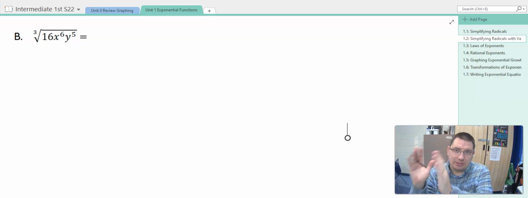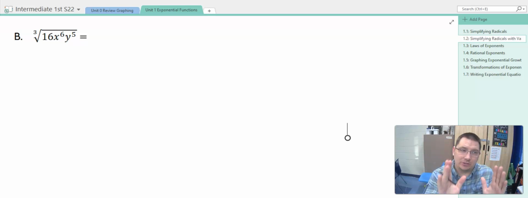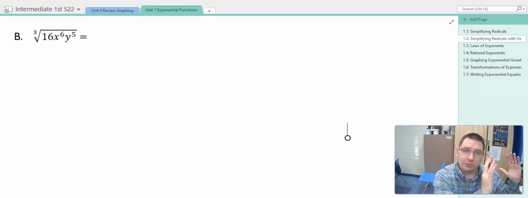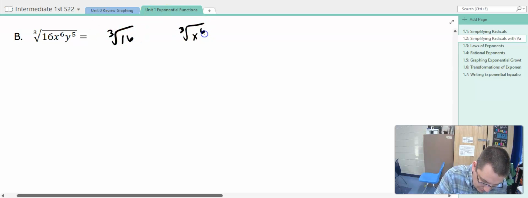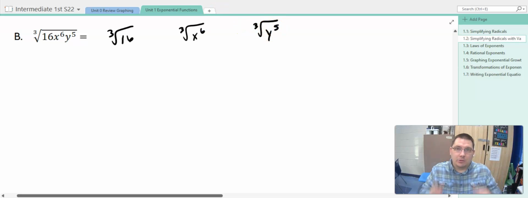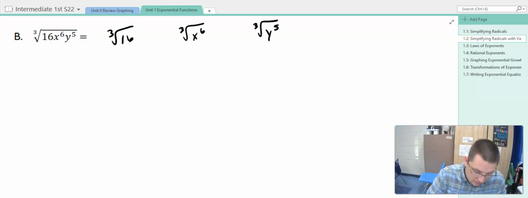We're going to talk about the cube root of 16. We're going to talk about the cube root of x to the 6th. We're going to talk about the cube root of y to the 5th. So cube root of 16, cube root of x to the 6th, cube root of y to the 5th. And we'll talk about each piece individually, and then we'll bring it all back together into one final answer.